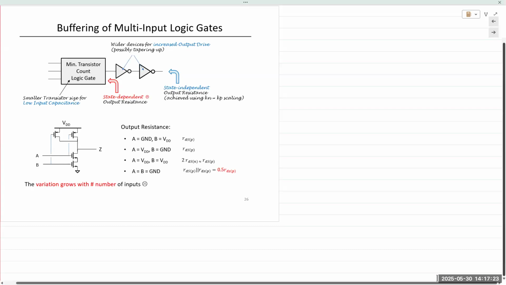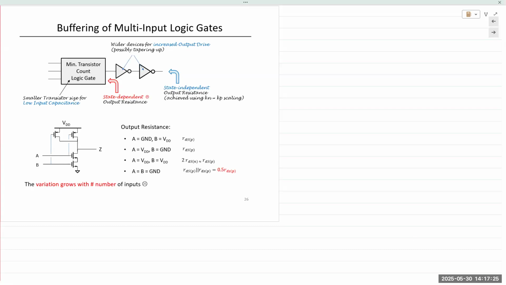Buffering. In logic circuits, which are created with multiple blocks.